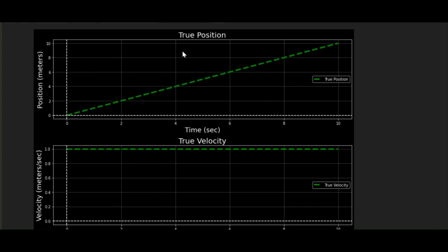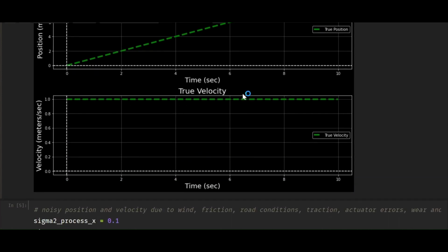So we have two plots here, one for the position, one for the velocity. The first one, the plot shows the true position of the car over time, assuming a constant velocity. The position increases linearly, as you can see. The x-axis is time axis and the y is position. And in the plot 2, this is velocity. So the second plot shows the true velocity, which is 1 meter per second.